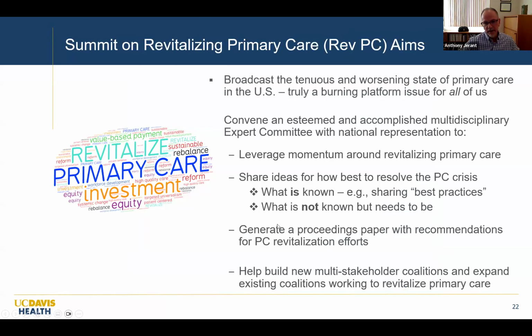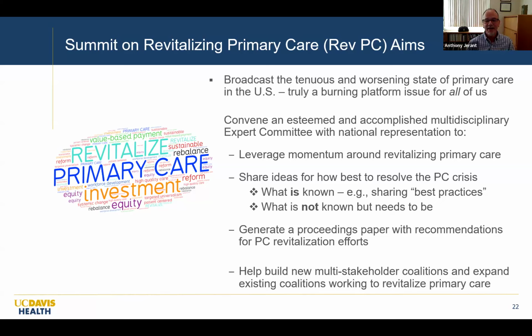So that's why we did the summit. We wanted to broadcast the tenuous state of primary care, make sure people know that it's a burning platform issue for all of us and that it's affecting the health of this country. I told my parents about this data and they were shocked, frankly. You know, they're in their 80s now and they have always been told healthcare in America is the best there is.